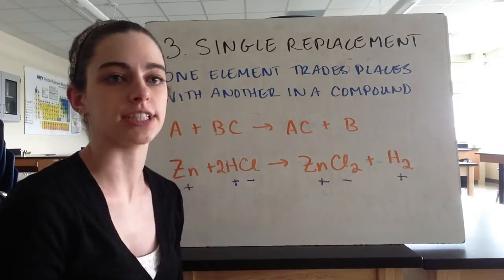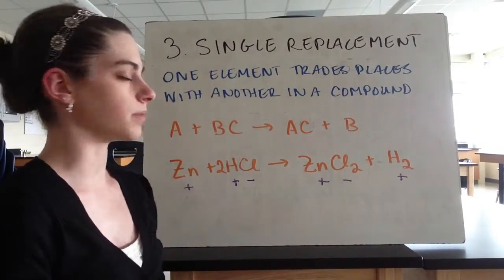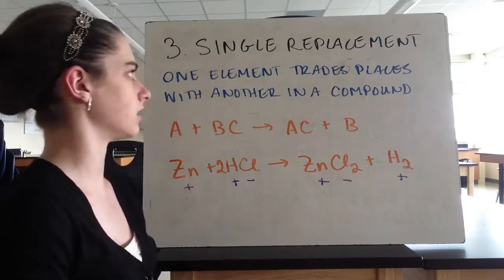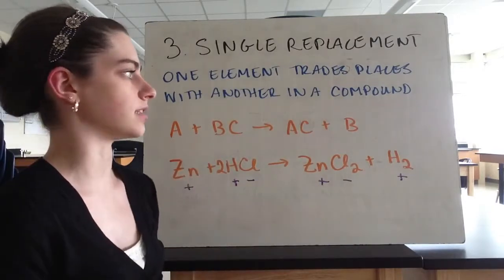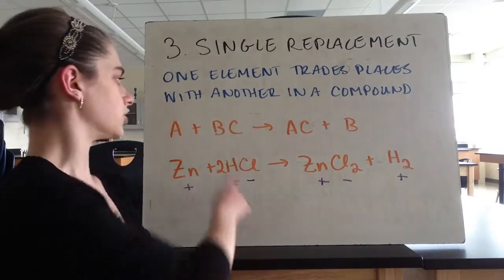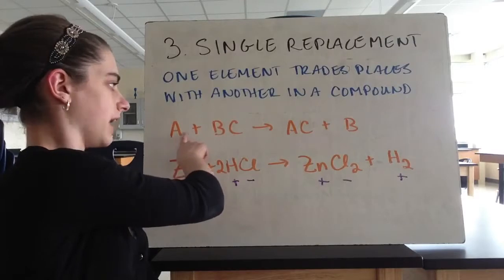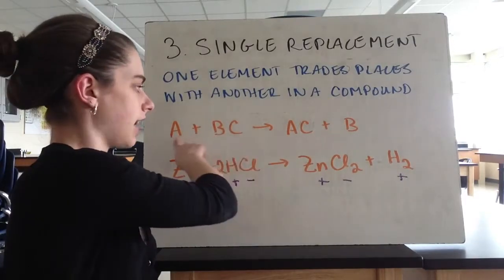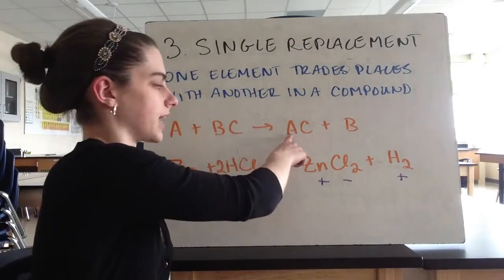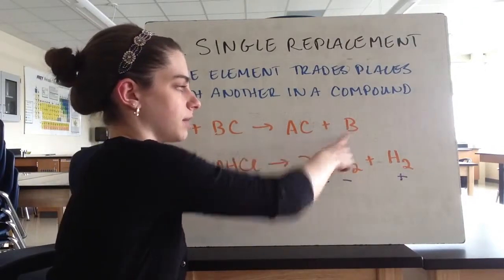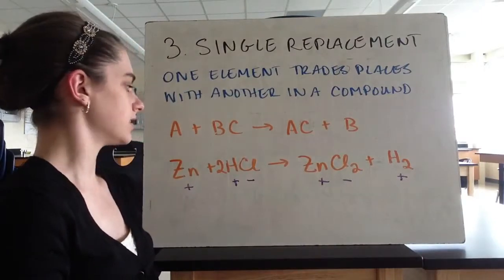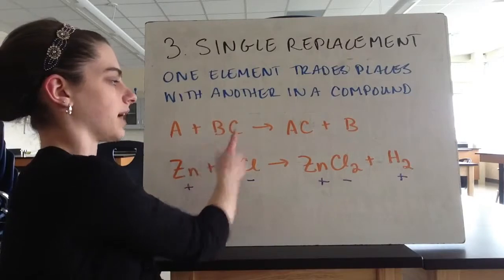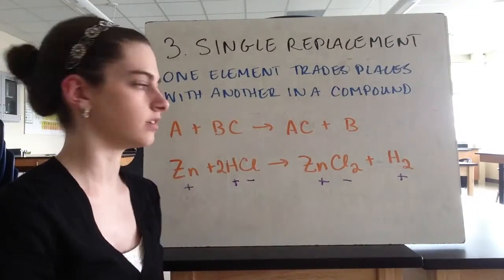Our next type of reaction is the single replacement. In the single replacement, we're focusing on charges and not just combining or separating different elements. So one element trades places with another in a compound. So in general, we have element A reacting with compound BC. A trades places with B, so we get compound AC, and we get B left over. So in this case, A would be positive, B would be positive. Our positives are going to switch spots, and then C would be negative and it would stay.